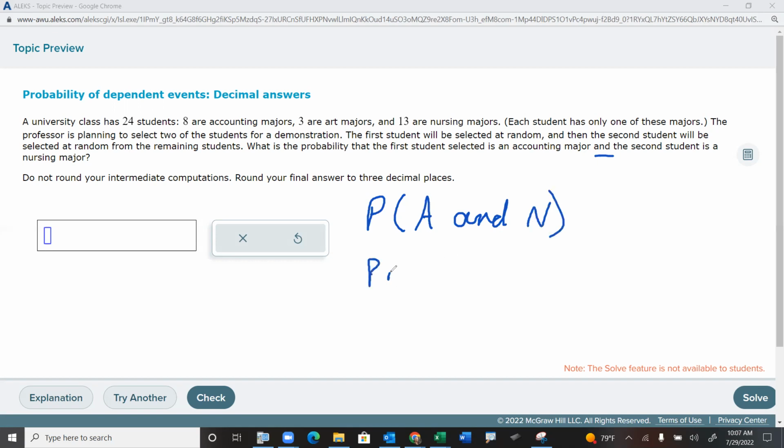Okay, so and means multiply. The first student is an accounting major. Well, there are 8 ways to get an accounting major out of 24, and you could put 1/3 there. That'd be fine. And then nursing majors: there would be 13 nursing majors out of the remaining 23 students. And then you would multiply that together.